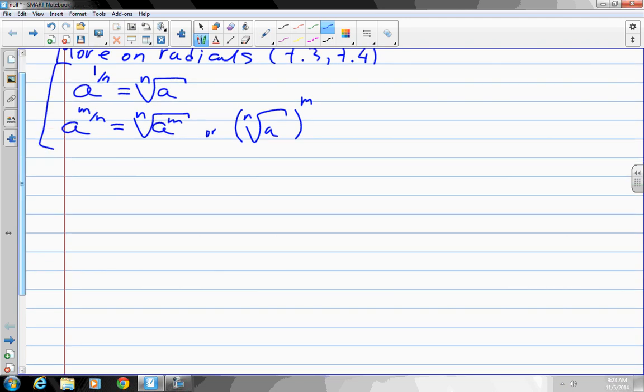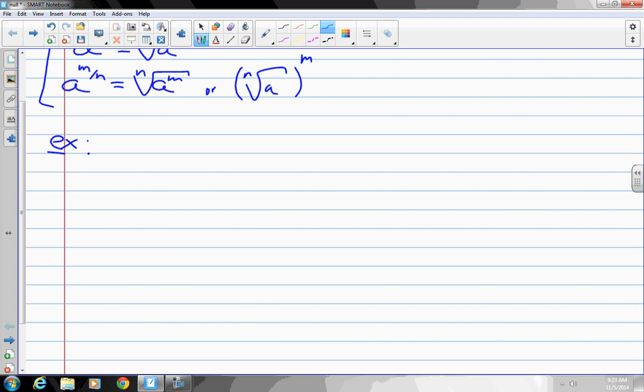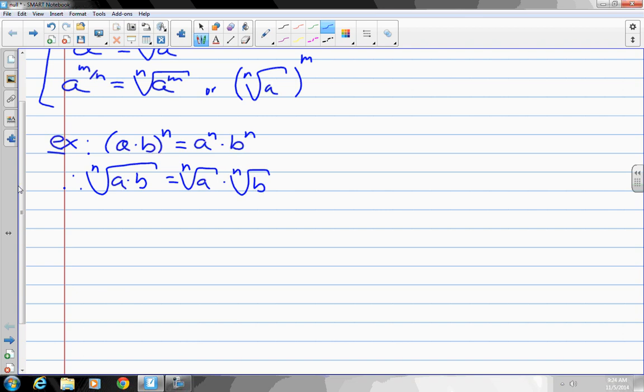But anyway, since radicals are exponents, really, they behave like exponents, so they have very similar properties. For example, we had all those rules of exponents on Monday. We had these two rules: a times b to the power n equals a to the power n times b to the power n. Remember that? That's one of the rules of exponents. Therefore, the nth root of ab is the same as the nth root of a times the nth root of b, and so forth.